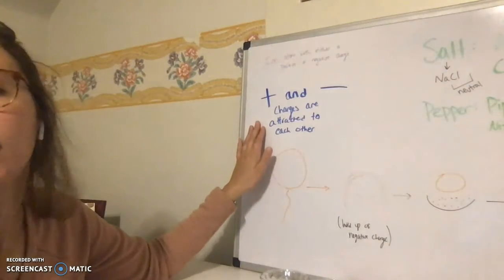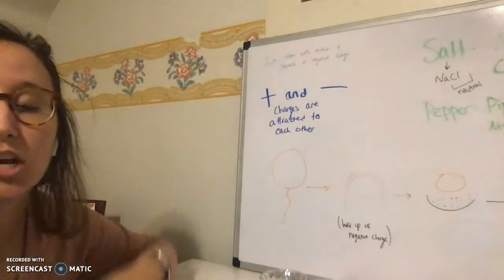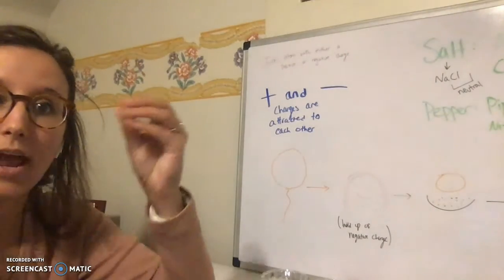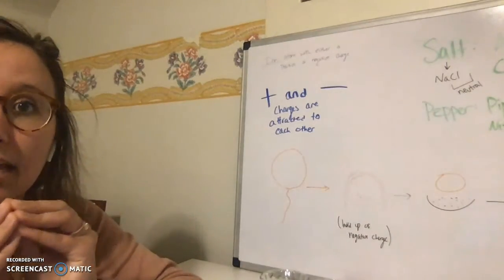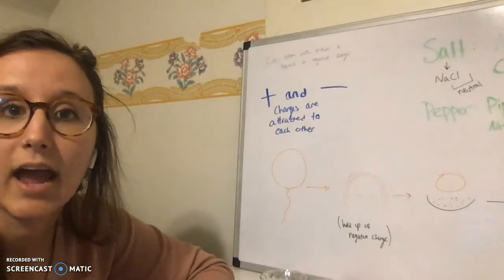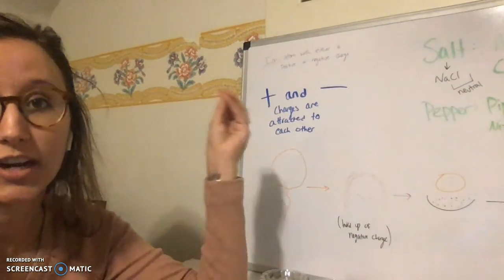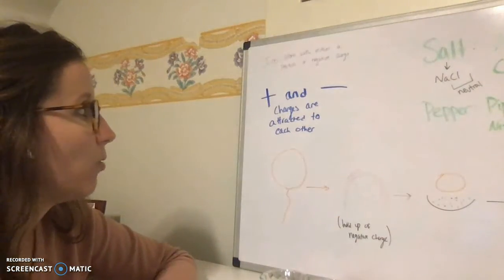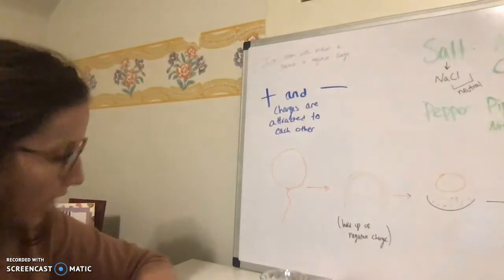As I have here, it shows that positive and negative charges are attracted to each other. So that means if I have a positive and I have a negative, they're going to connect together because they are attracted to each other. And by contrast, if I have a negative and a negative, they're going to bounce back. They aren't attracted to each other. So that is important to know for this experiment.